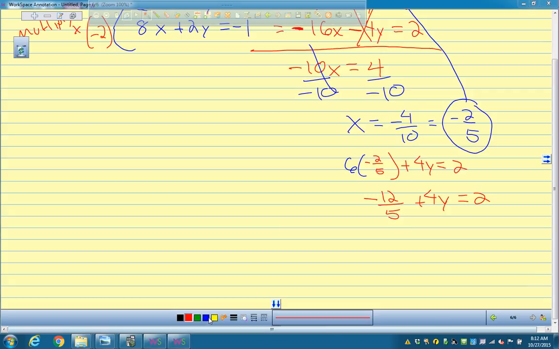Now what? How do I get, not subtract 12/5, add 12/5 to both sides, right? Plus 12/5 and plus 12/5. This goes away. I get 4y. I'm going to change 2 into fifths. How many fifths is 2?